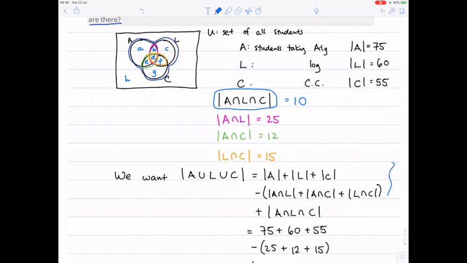So let's see what's happening over here. If I take the size of A, that's really the size of little a plus little b plus d plus e. And if I take the size of L, that's going to be the size of c plus the size of little b plus the size of little d plus the size of f. And if I look at big C, that's the size of little e plus the size of little d plus the size of little f plus the size of little g.